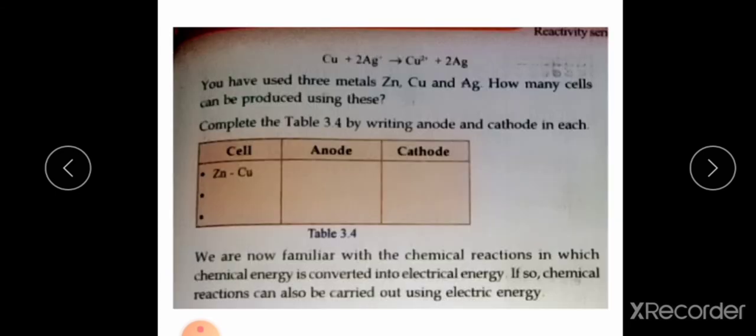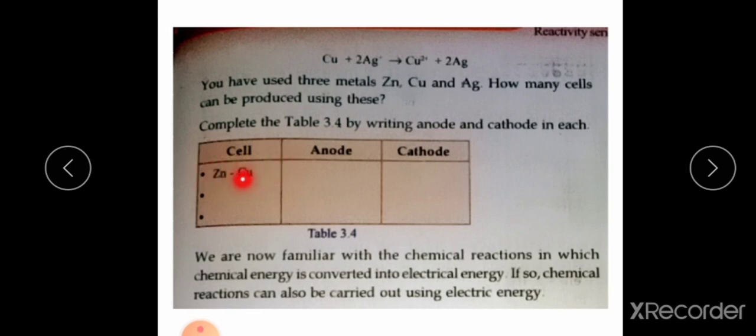Here is one question. You have used 3 metals: zinc, copper and silver. How many cells can be produced using these? Only 3. What are the cells? The first one is mentioned, zinc and copper. What are the other cells we can prepare? Another one is copper and silver. The third one is zinc and silver. You have to write which is anode and which is cathode. Already I said the highly reactive metal is the anode and the less reactive metal is the cathode.